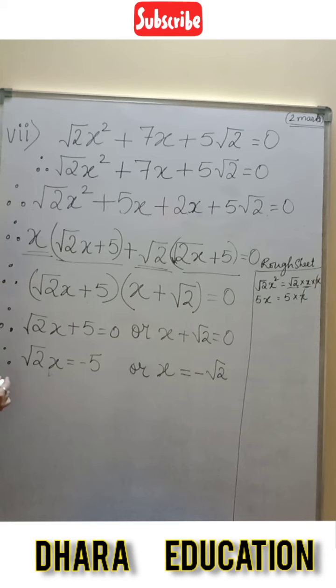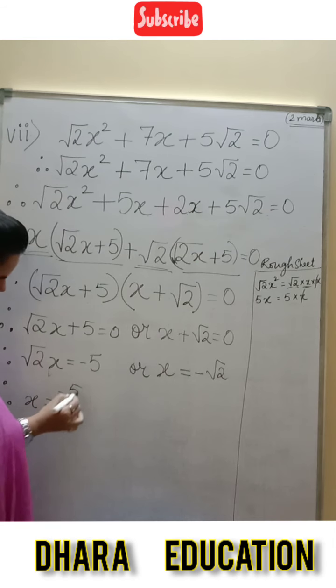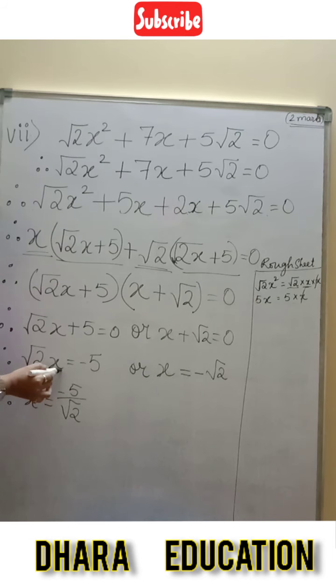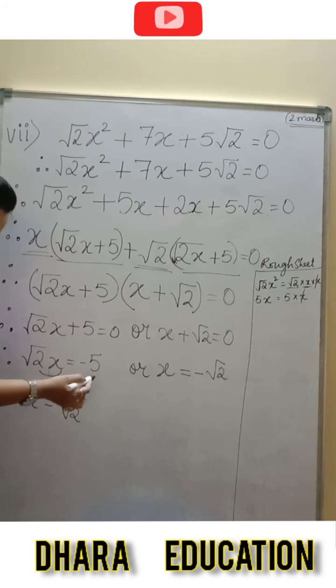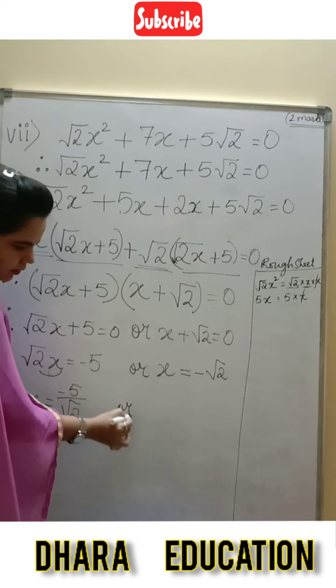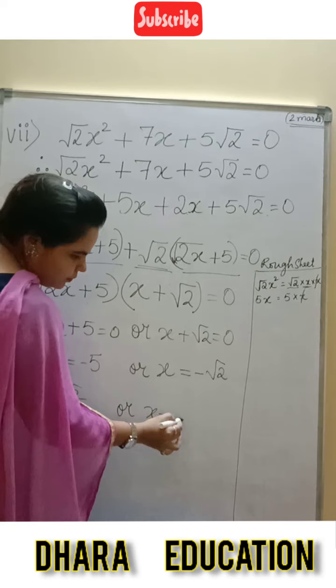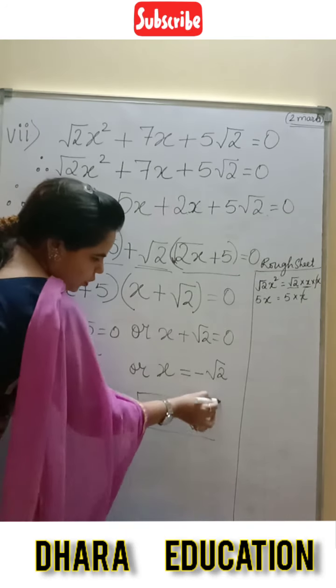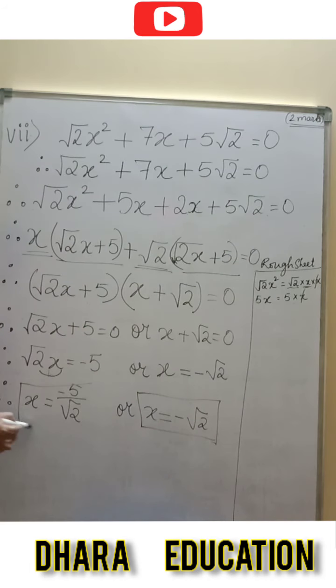So the last step is this. x is equals to minus 5 upon root 2, because it was in multiplication with the x. So when it shifts to the right hand side, it will be in the division form. That is why it is written like this, or x is equals to minus root 2. So this is your solution.